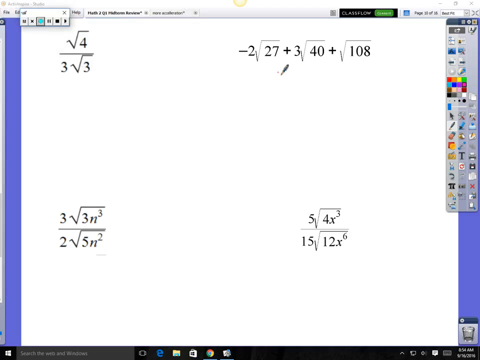Okay, let's look at this one right here. So you've got three terms: the square root of 27, the square root of 40, and the square root of 108, and each of them has squares in it. You've got to pull them out. So you've got to reduce them, simplify them.